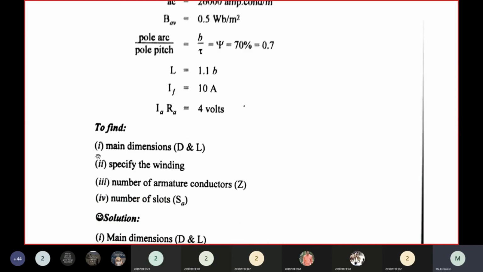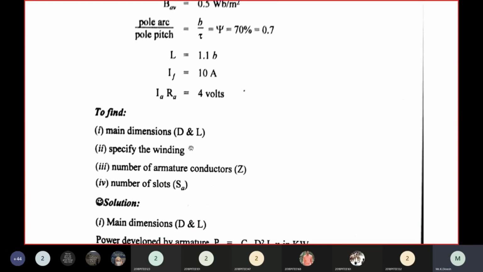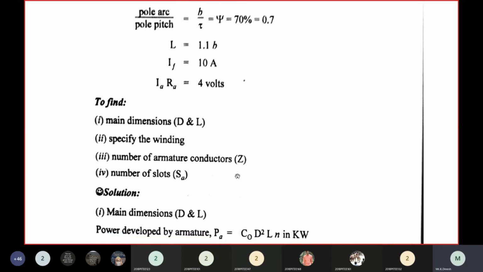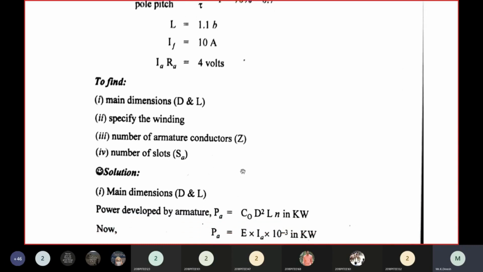So we have to find out first the main dimensions D and L, and specify the winding, what type of winding it is, whether it is a lap wound machine or wave wound machine. So the winding we have to specify. And the third one is the number of armature conductors Z, and the last one is the number of armature slots. So these 4 parameters we are going to discuss in the design of armature problems.